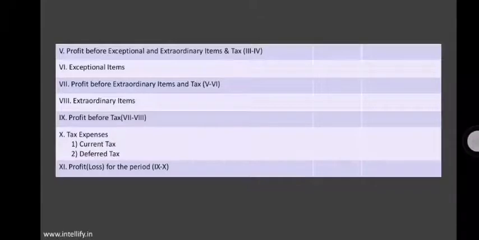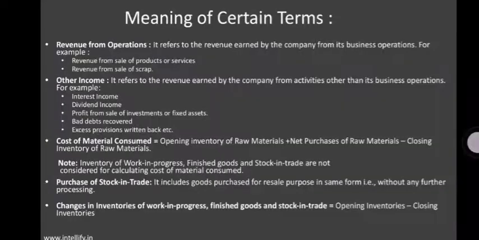So see the 9th column, the main column is profit before tax. Next you reduce your tax expenses. It is your current tax or deferred tax. Deferred tax has the same meaning as I have explained to you in the earlier slides. And then you have the last column, profit and loss for the period, and you will be writing the period, 2019-20 or 2020-21.